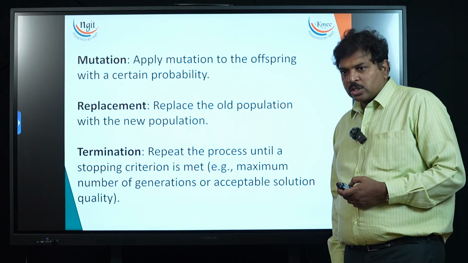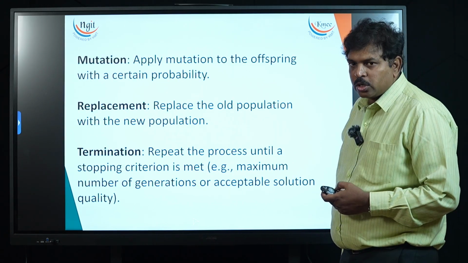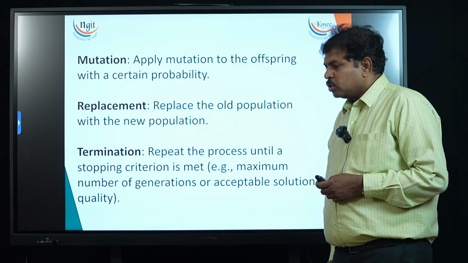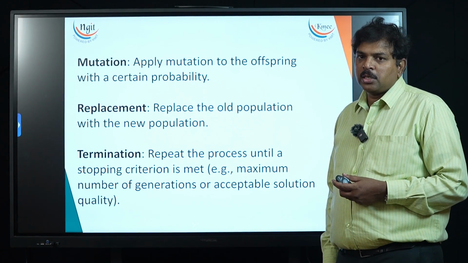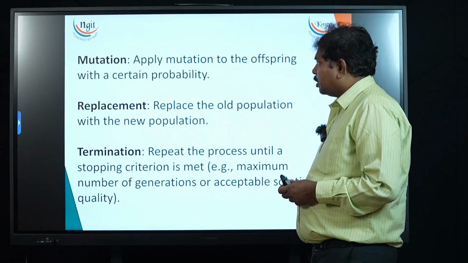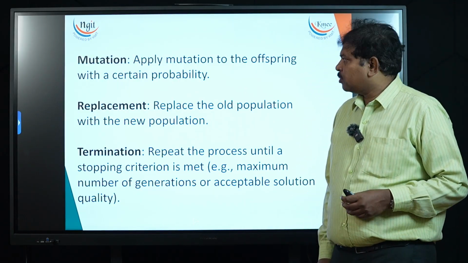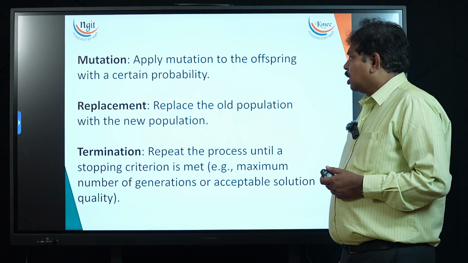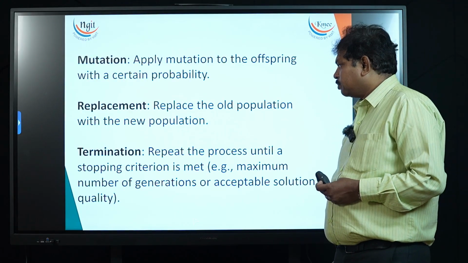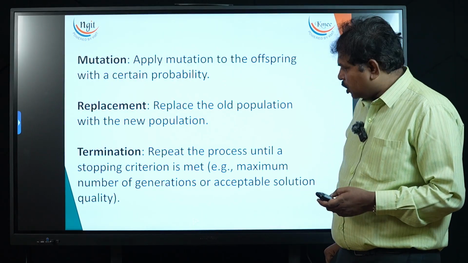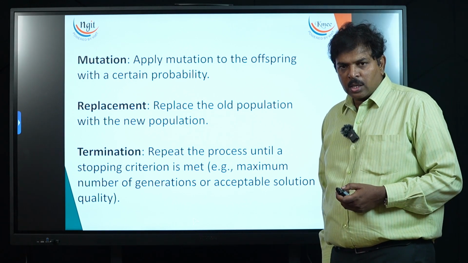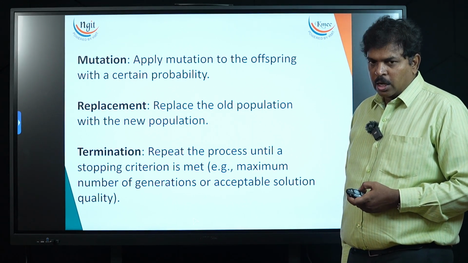After this crossover, we apply some mutations to those offsprings so that additional features or abilities can be given. If we want, we can mutate some features, and after that we replace the old generation with the new generation, and after a certain number of generations we terminate the process. That is how natural evolution works according to Darwin's theory.